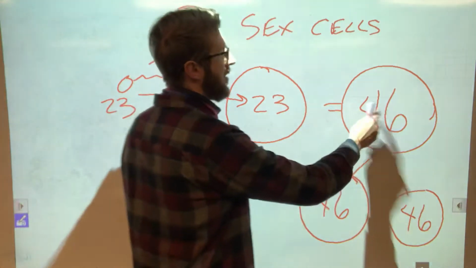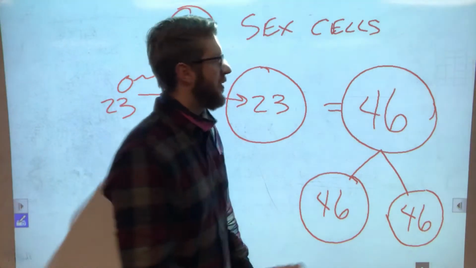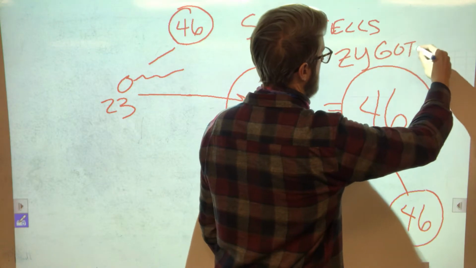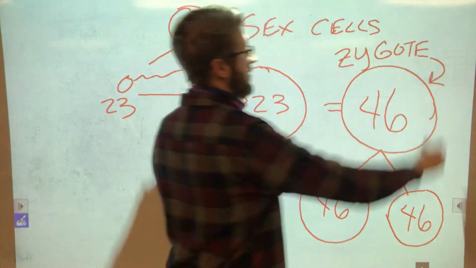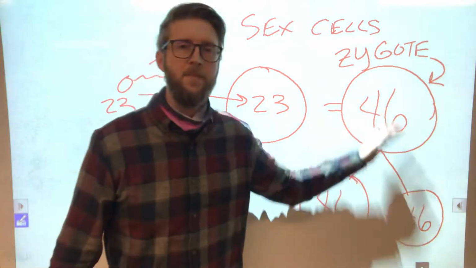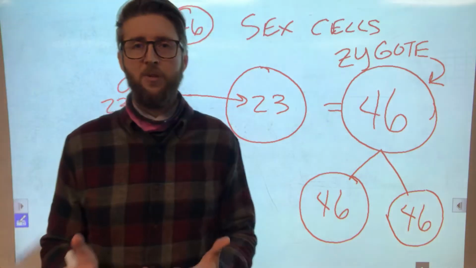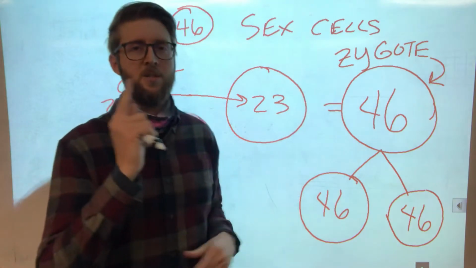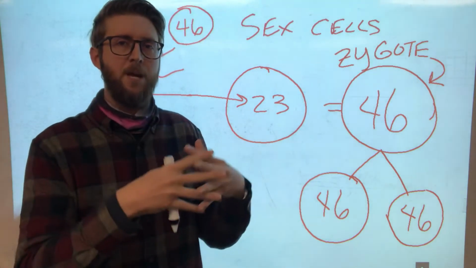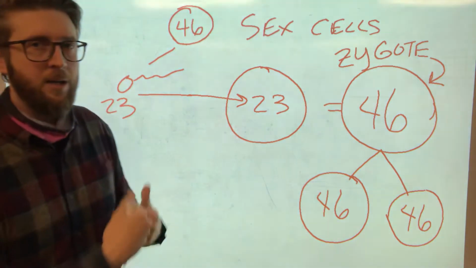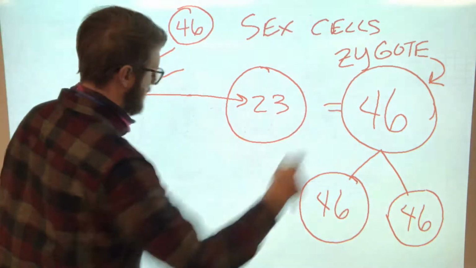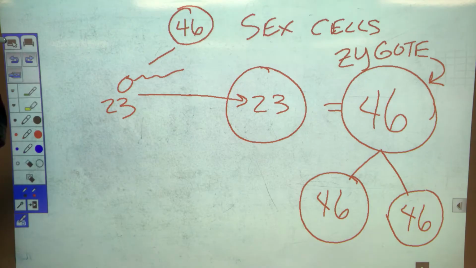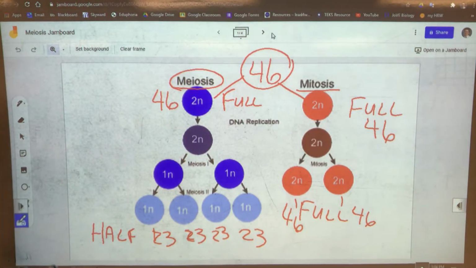And by the way, this very first cell that will ever become you is called a zygote. This is the zygote, okay? That's an important one that you're going to have to remember at some point. Just know that the zygote is the very first cell that gets made after the sperm and the egg combine, and that's what eventually becomes you, okay? It's what you were when you were 1 cell big.